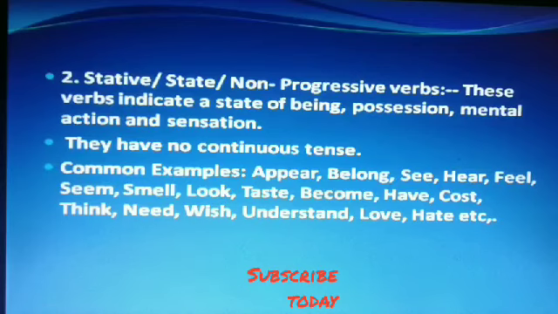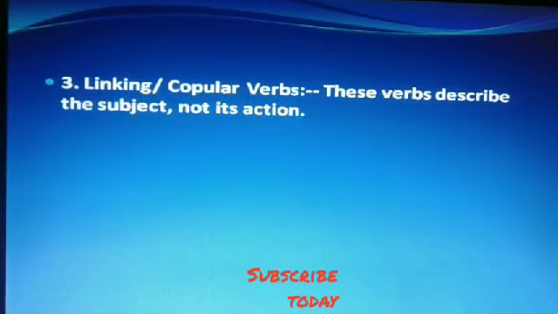Now, the third form of the verb, linking or copular verbs. These verbs are very interesting verbs. These are verbs which are used to describe the subject, not its action. That means it extends the meaning. It tells us something about the subject, how the subject is, what the subject is, like those things. It explains the meaning of the subject. It extends the meaning. It adds to the meaning. It describes the subject. They do not take an object.